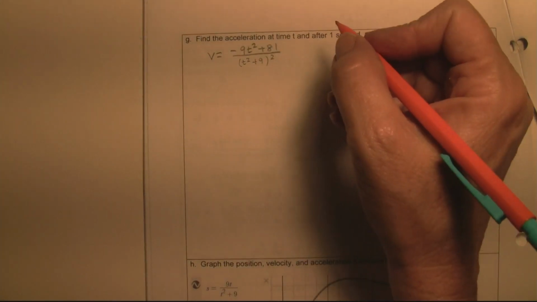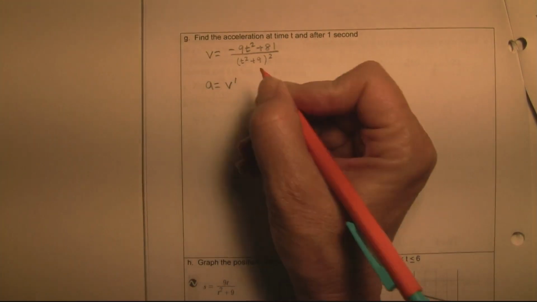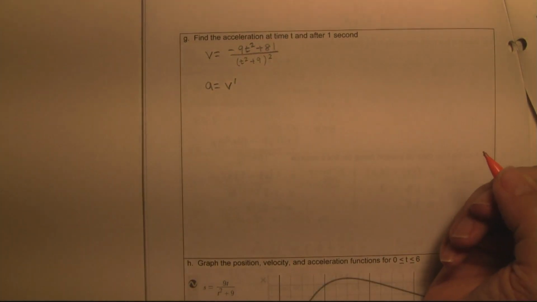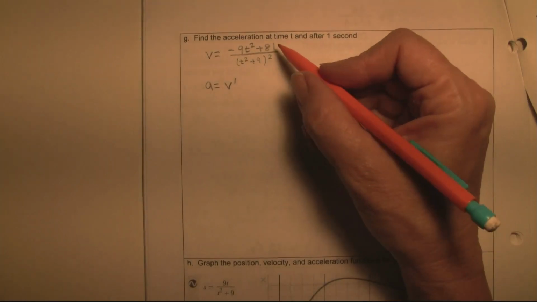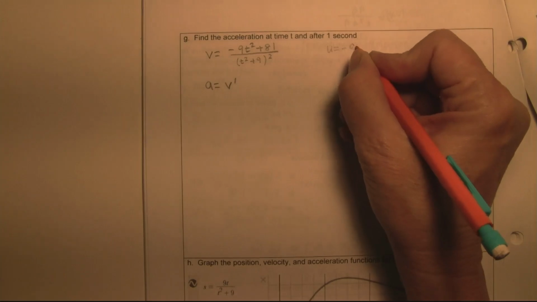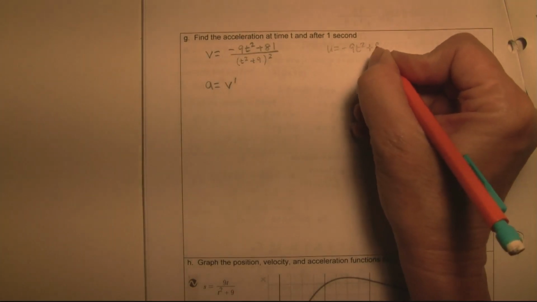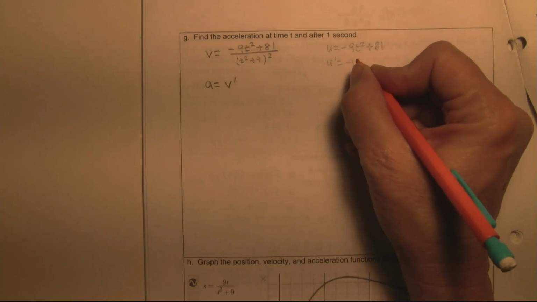And so I'm going to find the derivative of that. Remember that the acceleration is equal to the first derivative of the velocity. In order to find the first derivative of the velocity, I'm going to have to use the quotient rule because I can't divide that. U equals negative 9t squared plus 81. U prime equals negative 18t.